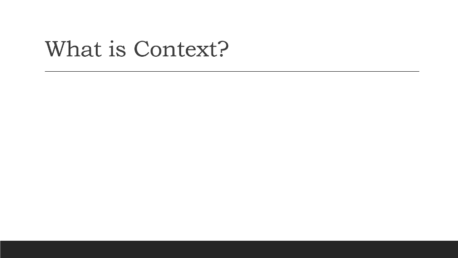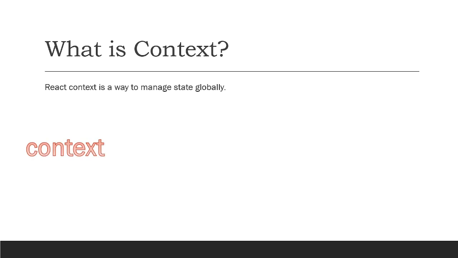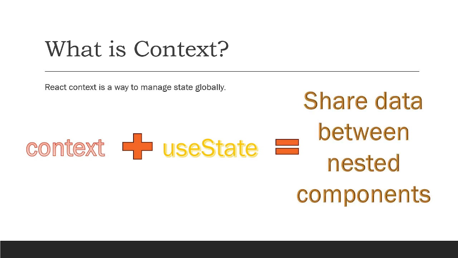So what is context basically? Context is a way to manage state globally. In our application we can create a context and manage state globally. So context with useState can help us manage the state between nested components. When we want to share the data between nested components, we can use useContext.